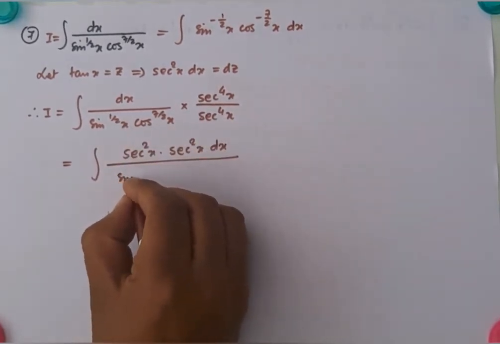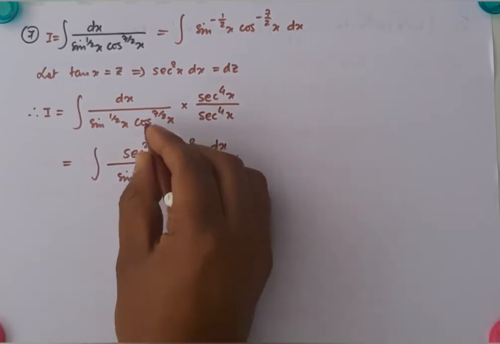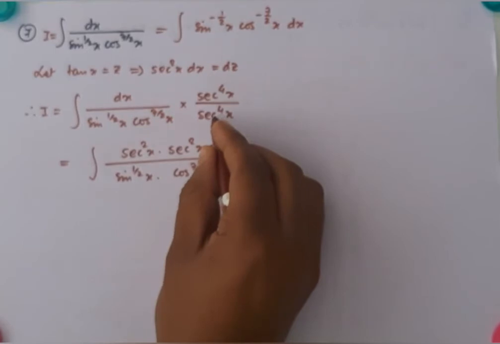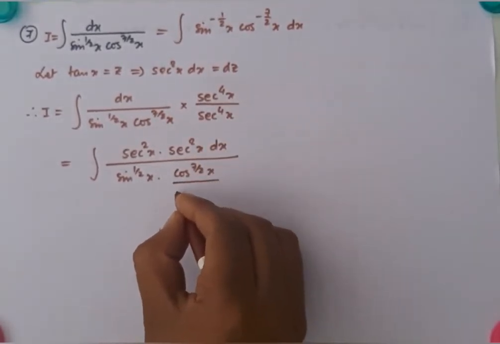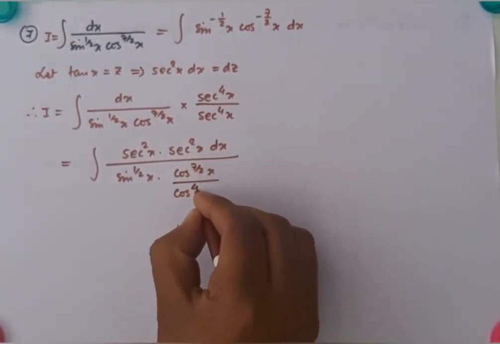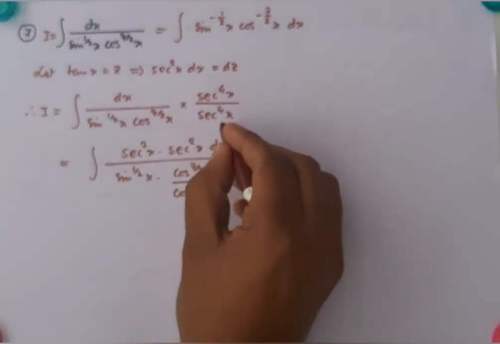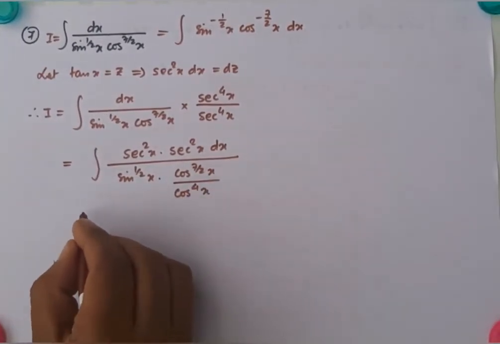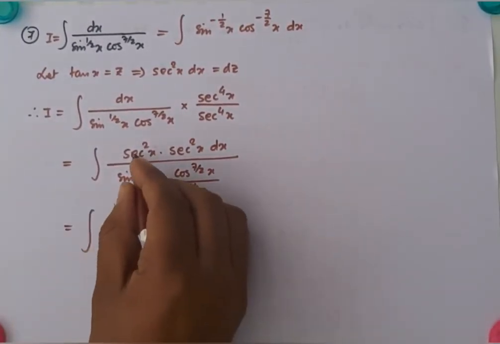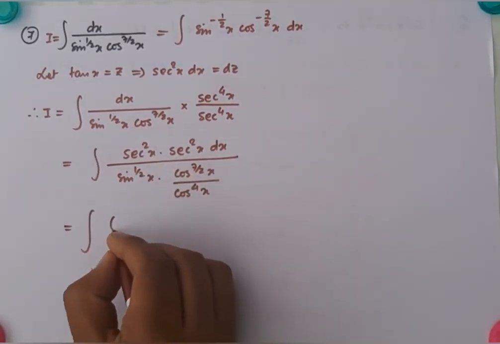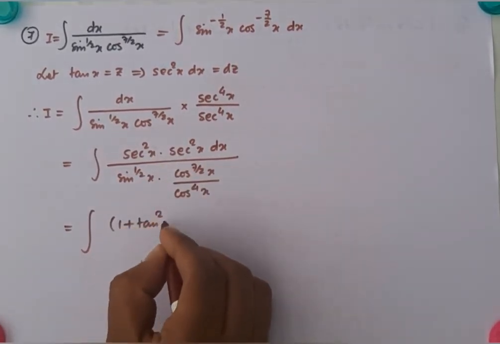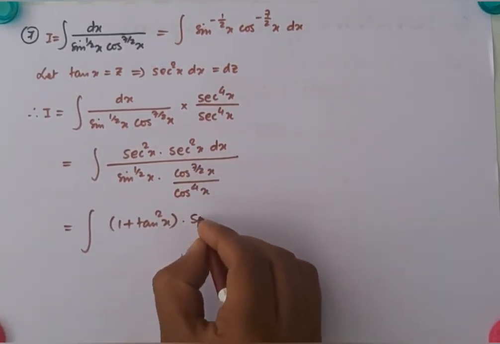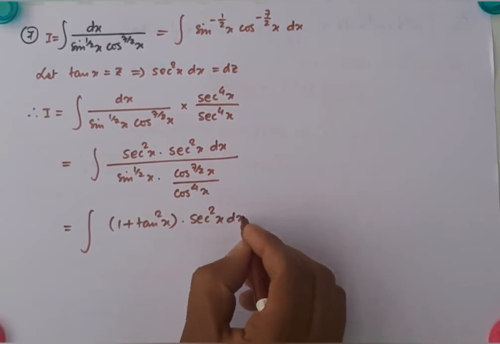we have sine to the power half x, and cos to the power 7 by 2x. Now this sec to the power 4 can be written as cos to the power 4x in the denominator, because this is the reciprocal. Reciprocal of cos can be written as 1 by cos to the power 4x. This sec square can be written as 1 plus tan square x, into, we have again sec square x dx with us.